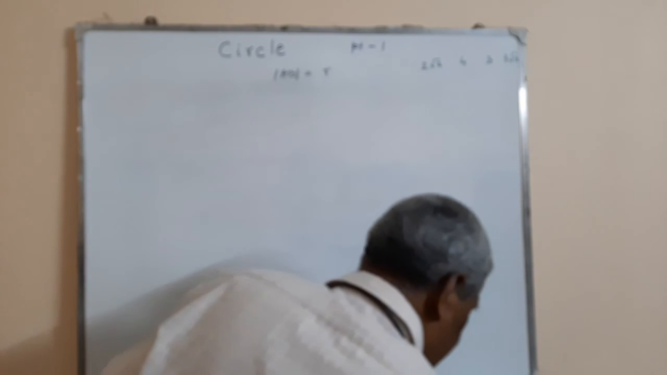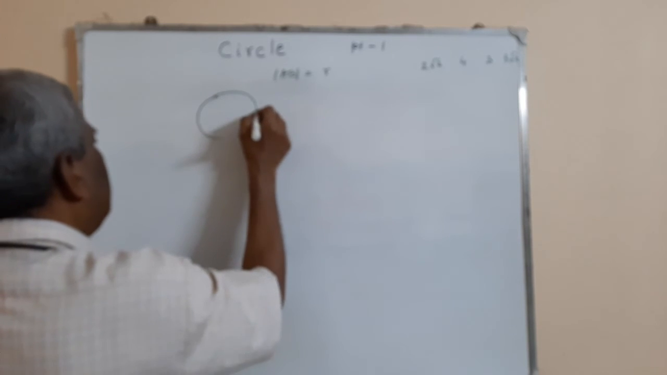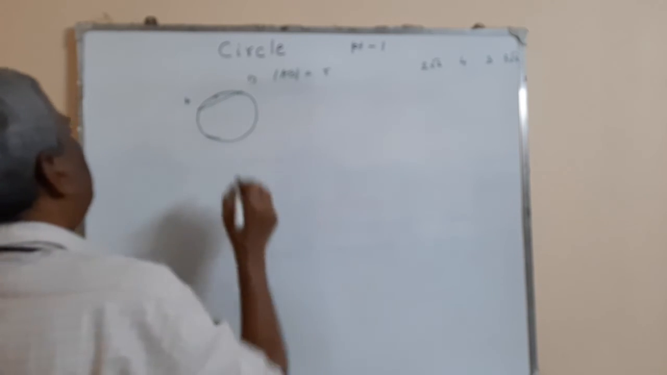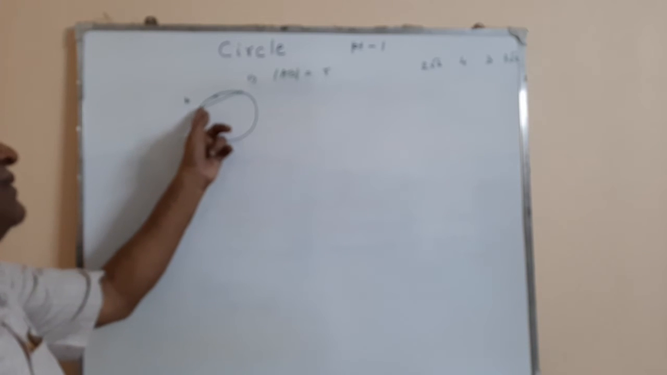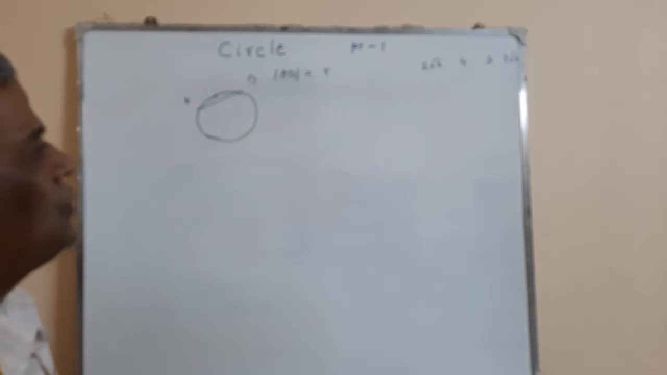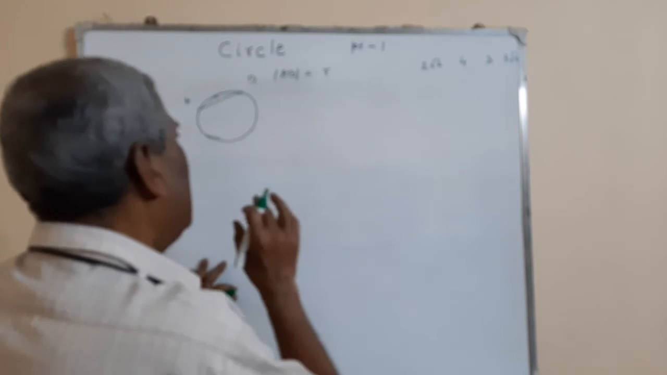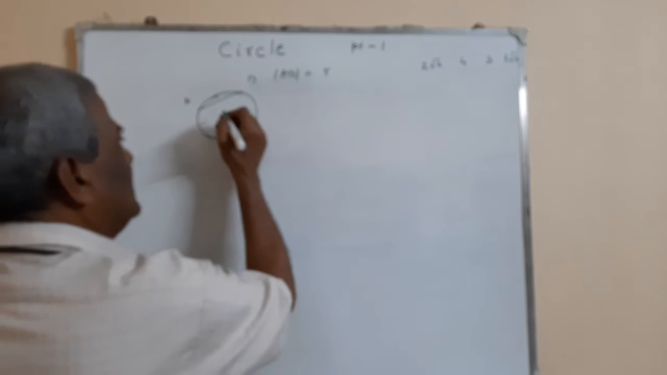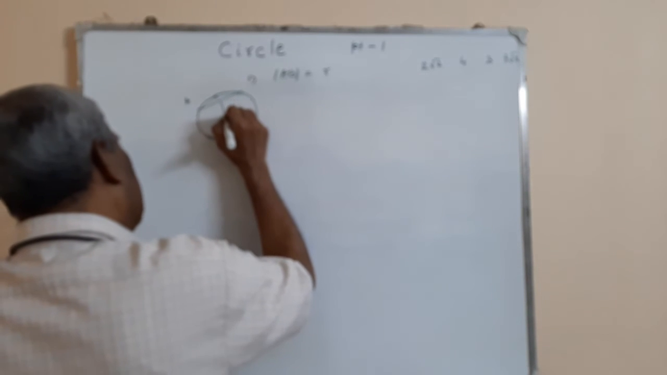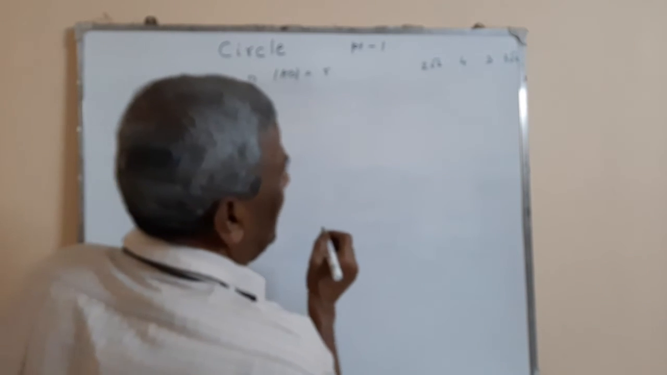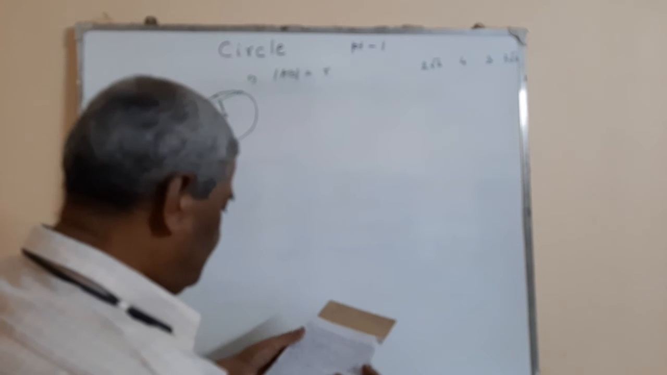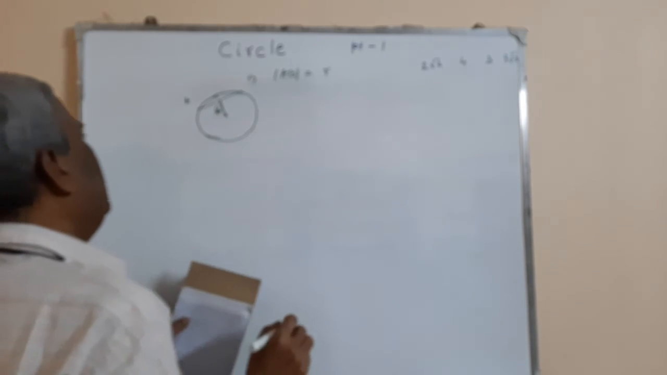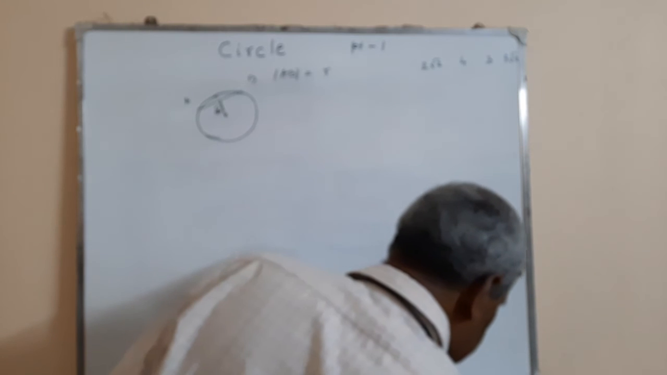As given information, a circle passes through the points A and B. Suppose this point is A and that point is B. Given that the length of the chord AB is equal to half of the diameter. Half of the diameter means if this is the diameter, its half is the radius. So this is the radius. And from the center to the chord AB, the distance is given as √6. Then find the radius of the circle.